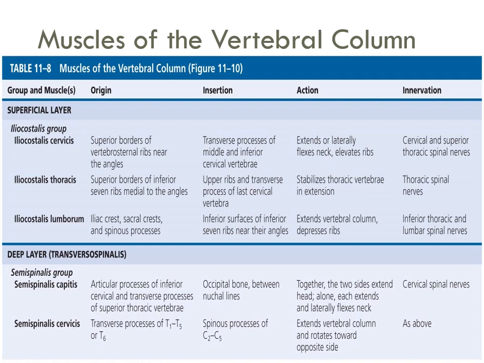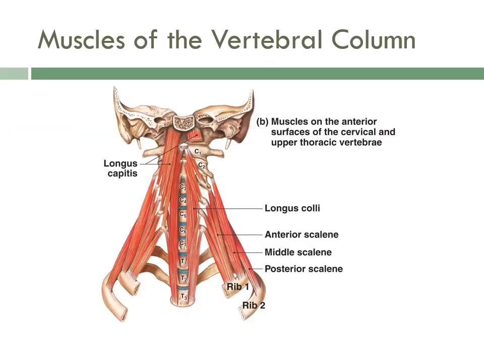So again, here we're looking at the spinal extensors. Now these are spinal flexors. So these are in the anterior part of the spine. You can see that the skull is resected here to give us a better understanding of these anterior muscles.